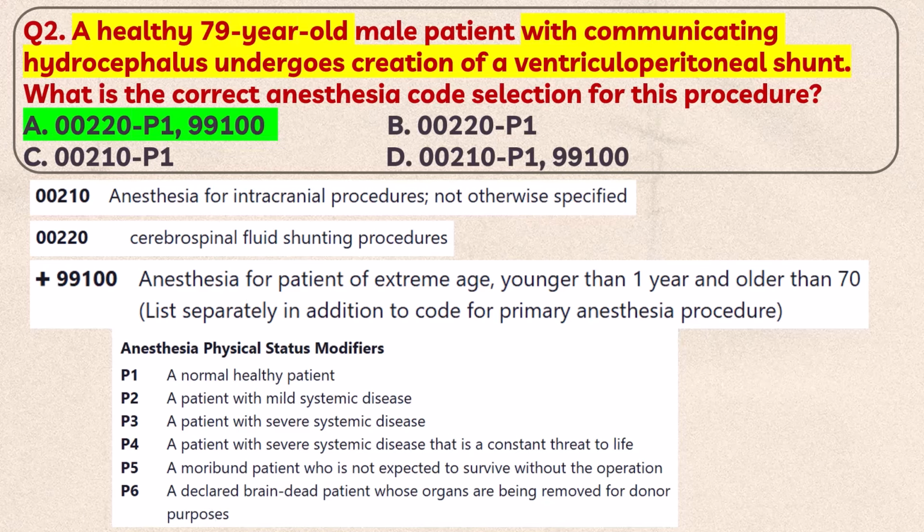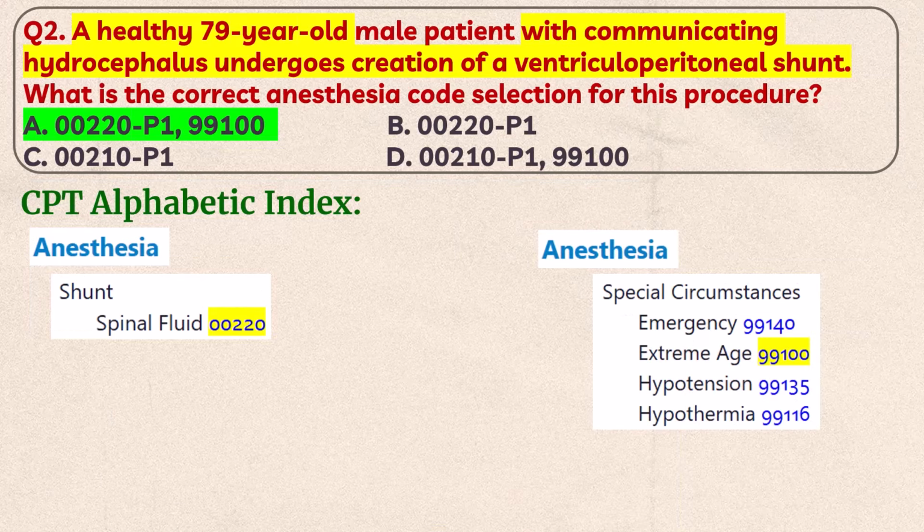So if you encounter this case in the real working world, you would use the CPT alphabetic index. In the CPT alphabetic index, first go for the main term anesthesia, then go for the subterm shunt, then go for the subterm spinal fluid. It will lead to the following code. Again, come to the tabular list and confirm the answer.